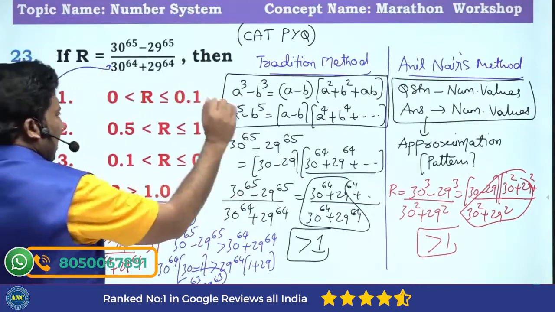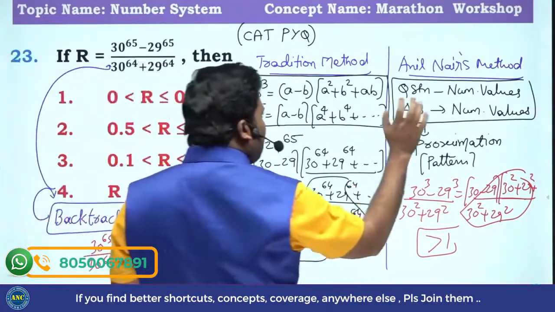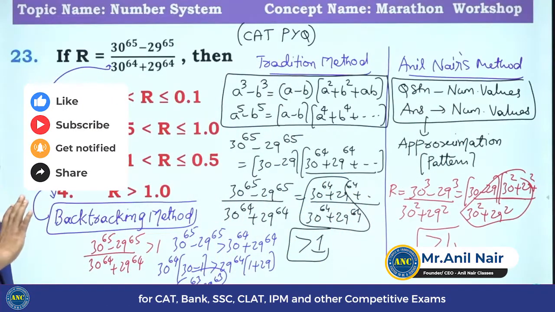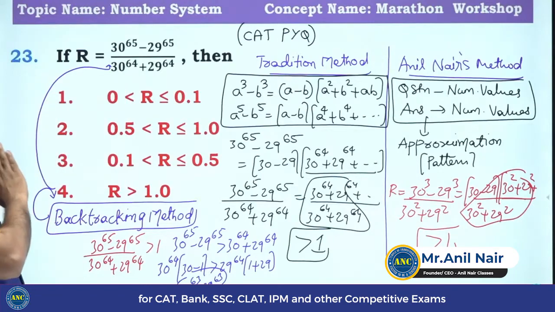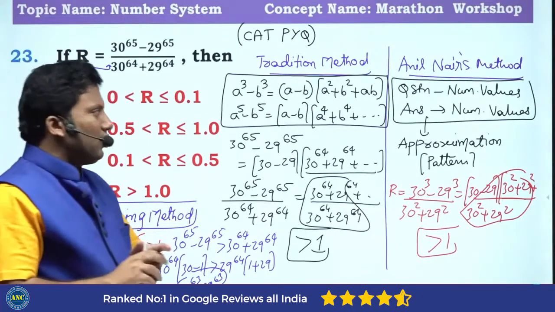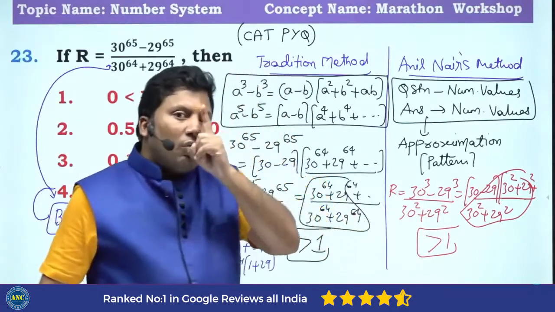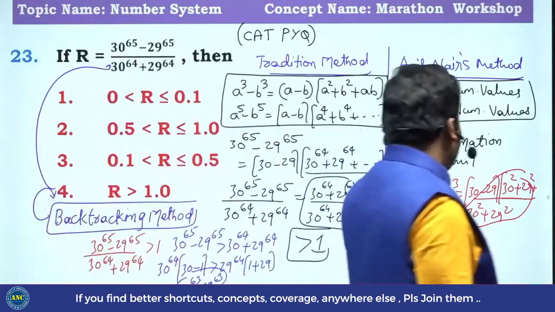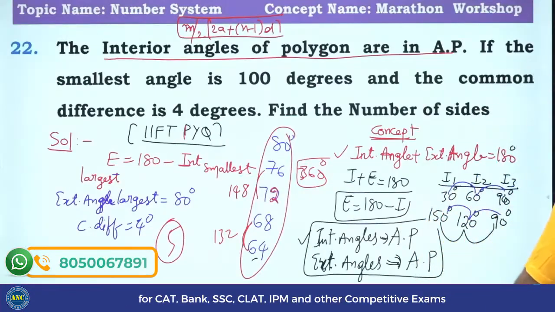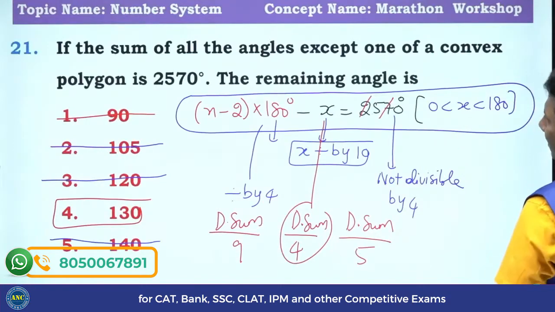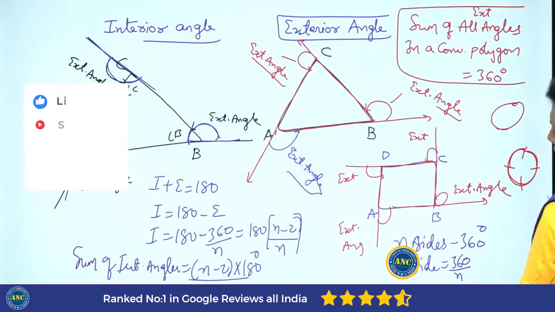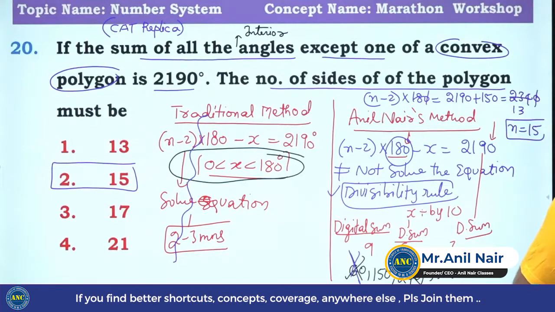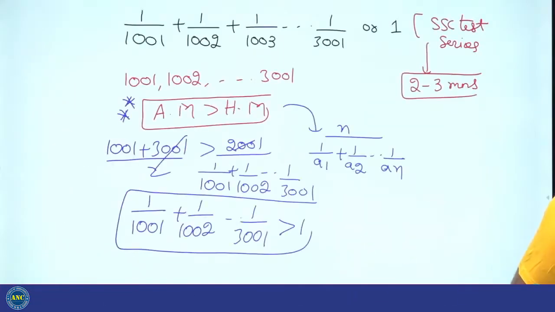So, one is the traditional method to solve the question. One is Anil Nair's way to solve the question. Another is the backtracking method. I hope the logic is crystal clear to you. In each and every question, I am taking original exam questions to give you a different dimension to your thought process. It is a CAT previous year question, an IIFT previous year question, understanding the definition of interior and exterior, understanding the definition of convex and concave, and so on and so forth.